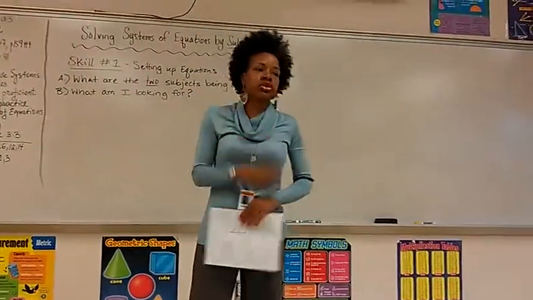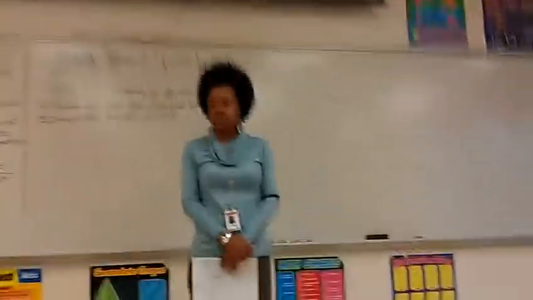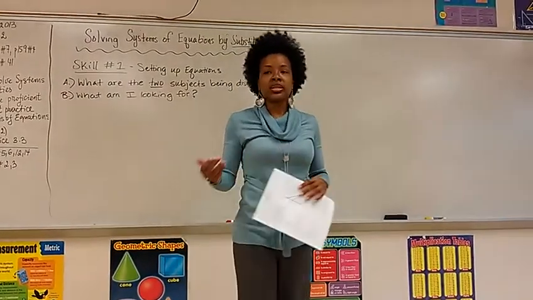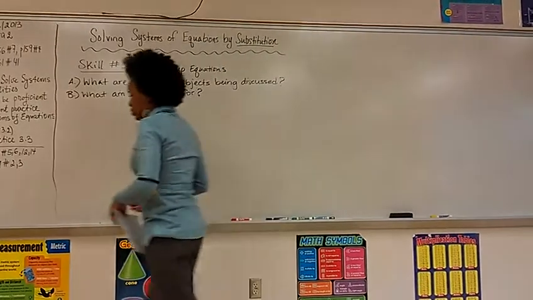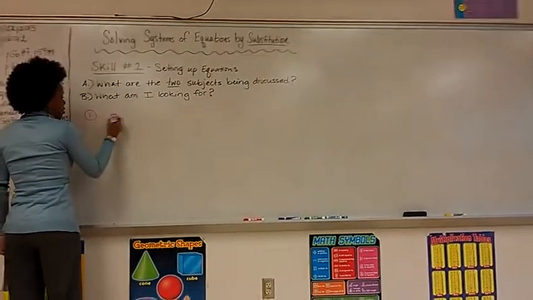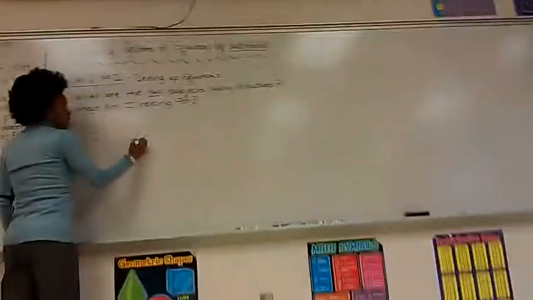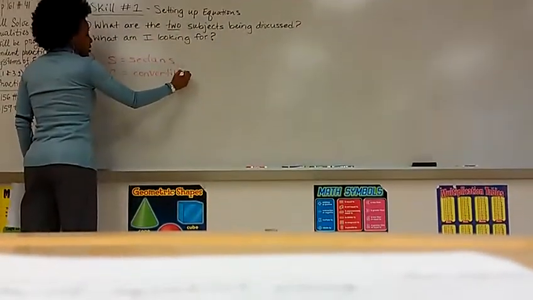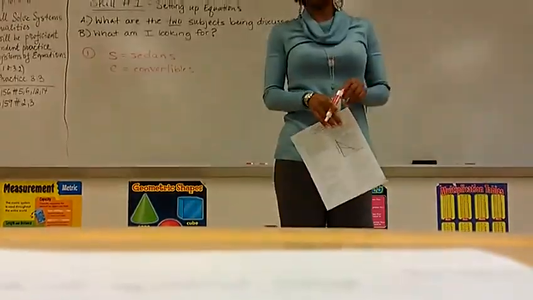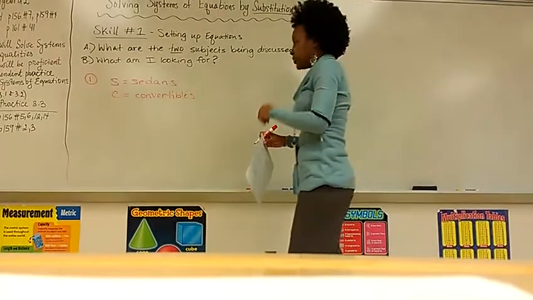Raise your hand and tell me, what are the two subjects being discussed? Good. Sedans and convertibles. They're just different types of cars. Okay? Sedans and convertibles. So that's going to tell you what your variables are going to be. You can use any variable you want. I think it makes sense to use letters that start the word so you remember what they stand for. So let's use S for sedans and C for convertibles. Okay? S for sedans, C for convertibles.